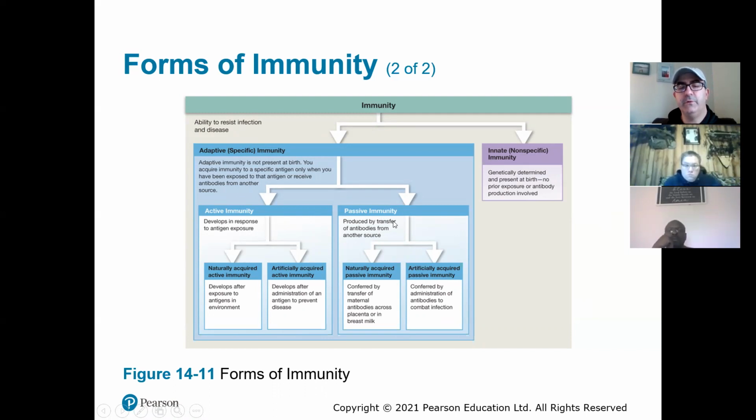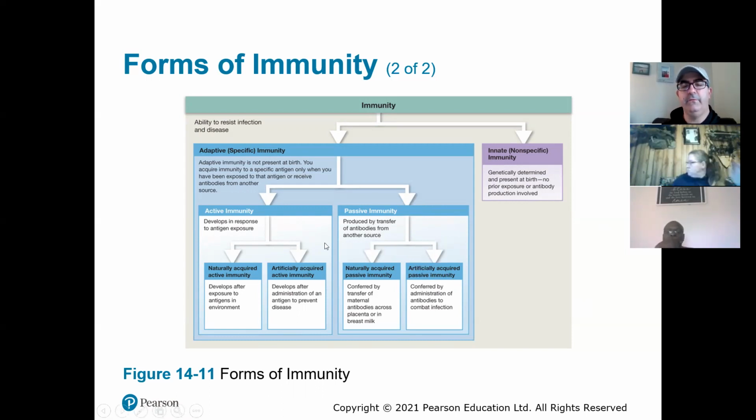Passive immunity is produced by the transfer of antibodies from another source. So oftentimes, if people are on their deathbed, people are really sick, they're given antibodies from a healthy individual to help stave off an infection, right? So that would be artificially acquired passive immunity. You're not activating that person's immune system. You're just giving them antibodies to keep them from getting sick. Now, you'd have to do that every couple of days.